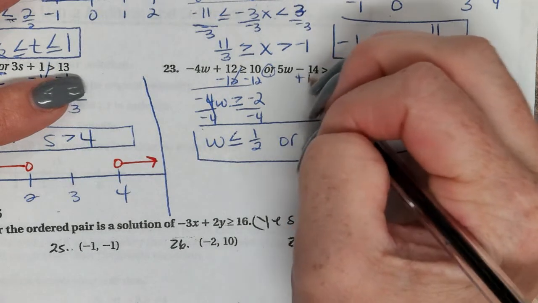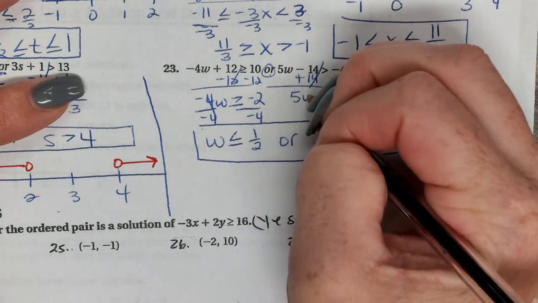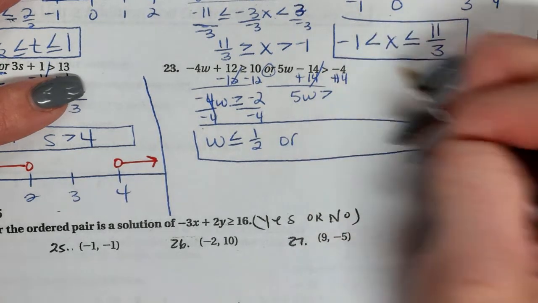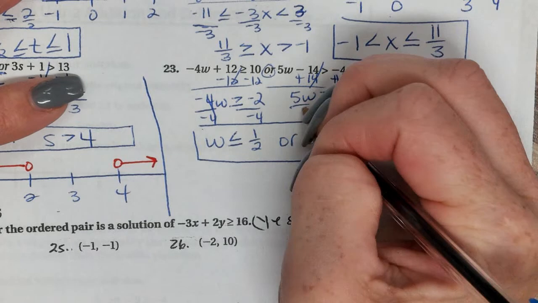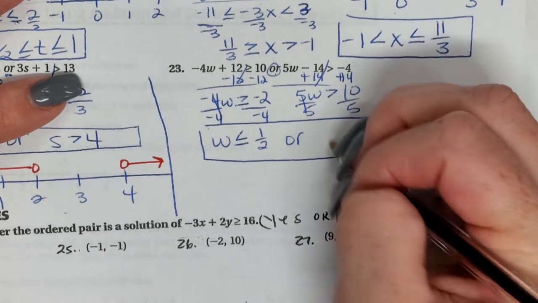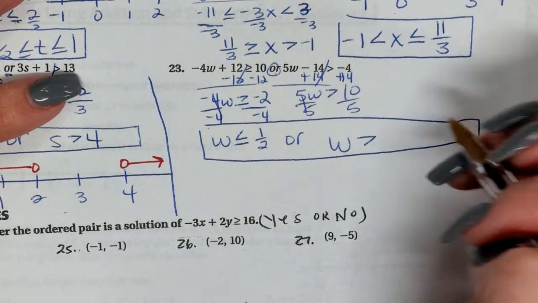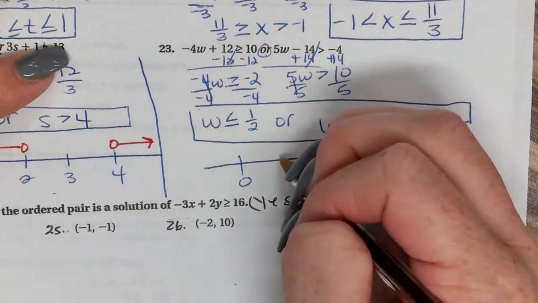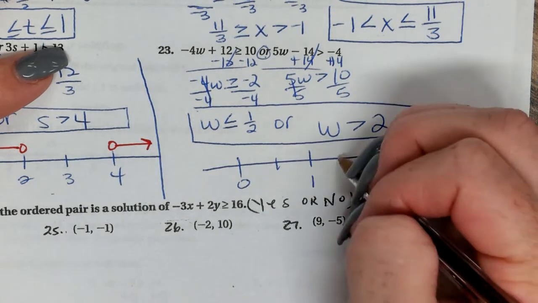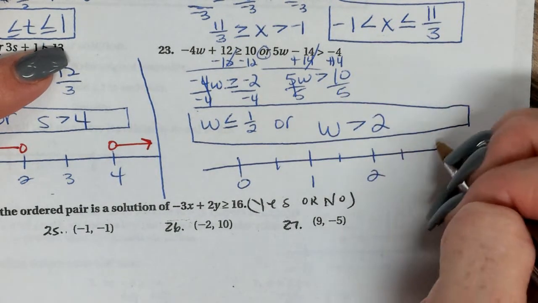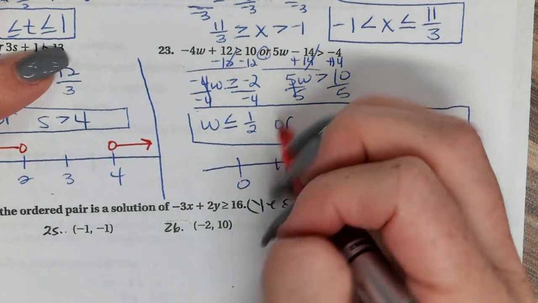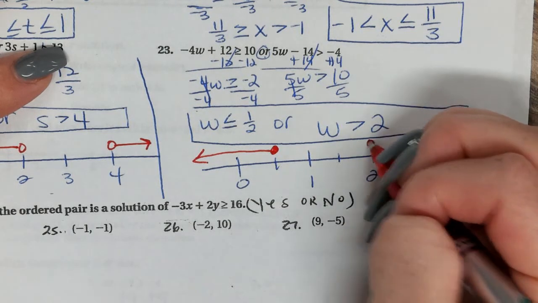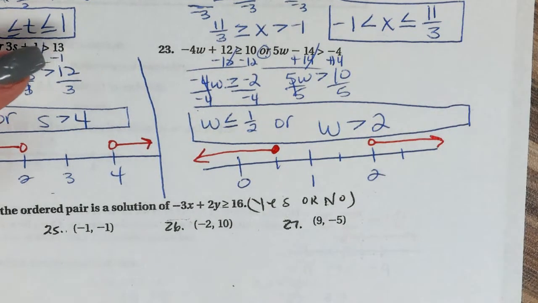I'm going to plus 14. So I have 5w is greater than, I meant to put 14. I was like, hold on. 10. Divide by 5. The coefficient's positive, so I do not flip the sign. W is greater than 2. Make my number line. Here's 0. Here's 1. I put a half in the middle. Here's 1.5. Here's 2. Okay, so solid dot shaded to the left on 1/2. Open dot shaded to the right on 2.